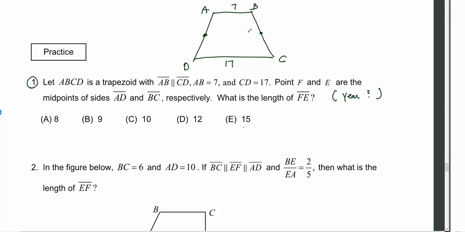What is the length of EF? Just 1 to 1. Or you know that this one plus this one divided by 2. Or you can apply the ratio: 1 plus 1 is 2, 1 times 17 plus 7 times 1. It's the same thing, right? 12 is the answer. This is AMC, very easy questions.